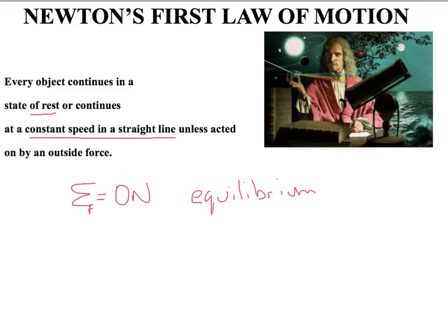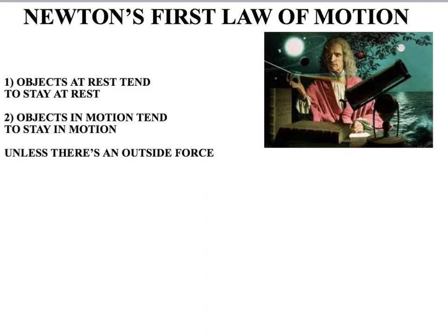Now there's another, more common way of putting Newton's first law, so let's check that out. Newton's first law can sometimes be summarized as objects at rest tend to stay at rest, and objects in motion tend to stay in motion. And the big key is unless there's an outside force. So an outside force will disrupt this equilibrium. And that's it, Newton's law of motion.